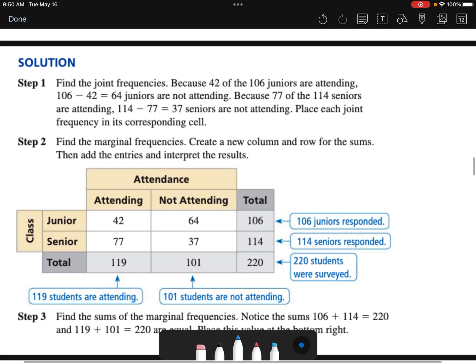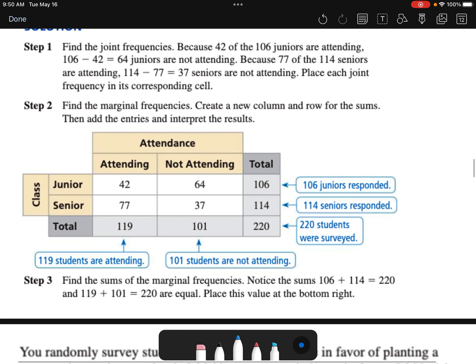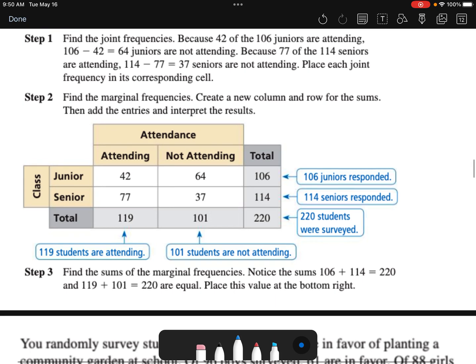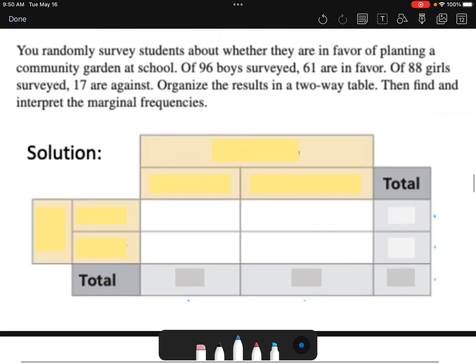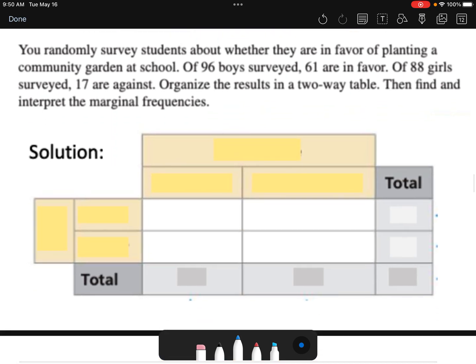So let's look at, and there's the answers, and you can look through this and make sure that you understand where all those numbers came from. But now we're going to do one with a garden. Here's the garden. And we have asked boys and girls. And you can put male and female, whatever you want. I'm going to put male, female. And gardens, yes, we want it. No, we don't. Okay, and then we'll look at the table.